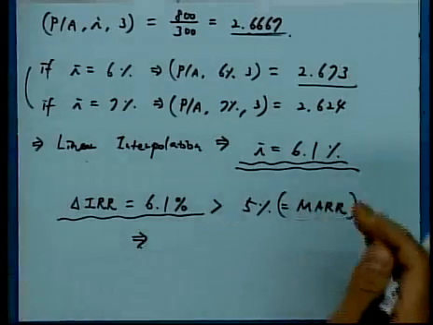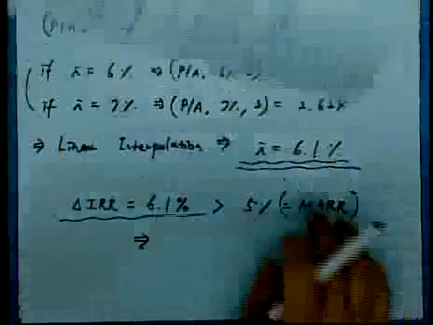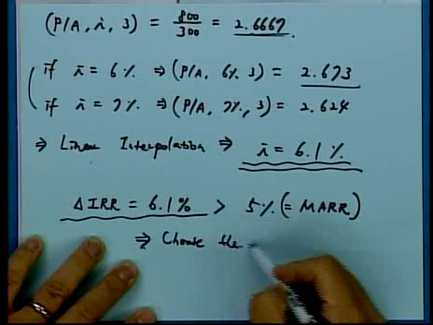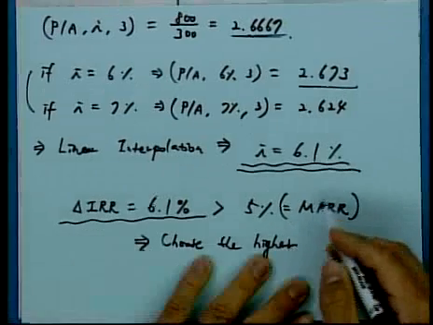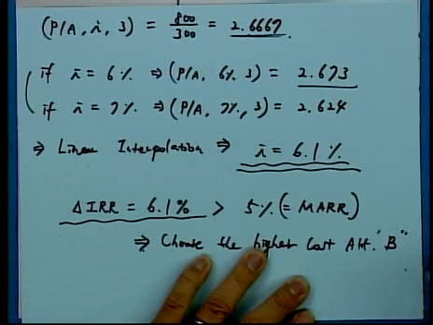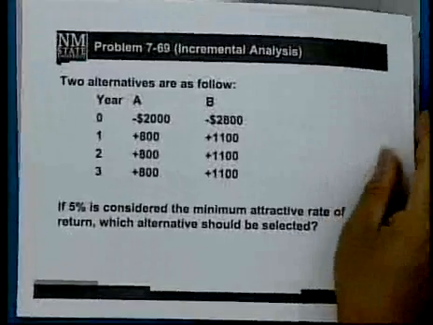your decision should be to choose alternative B. So choose the higher cost alternative, which is alternative B. Okay, so this is the problem 7-69.